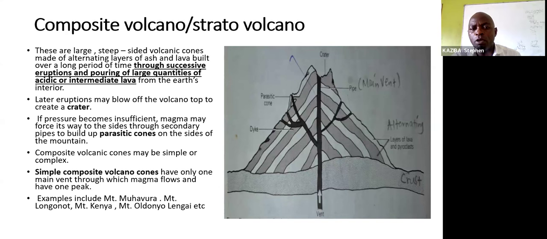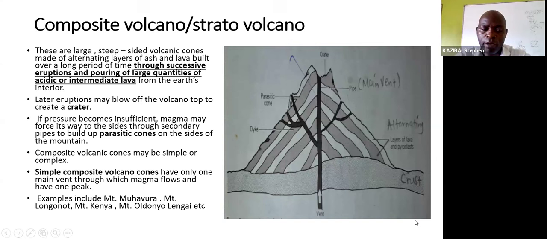So you say a later eruption blows off the volcanic top to create a crater. Then you also have to account for those subsidiary cones. So you tell us that sometimes the eruption can happen and the pressure reaches an extent where it cannot push the material over the top of the mountain. So subsidiary vents are formed on the sides of the mountain, and they will lead to the formation of subsidiary cones. Give us examples: Mount Muhavura, Longonot, illustrate, and you have the marks.